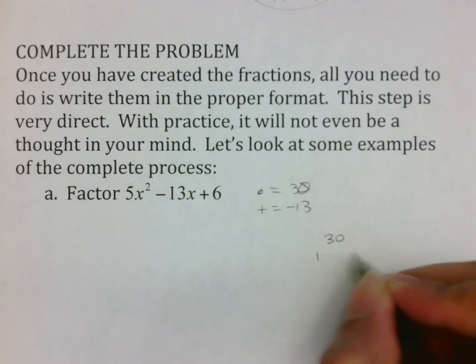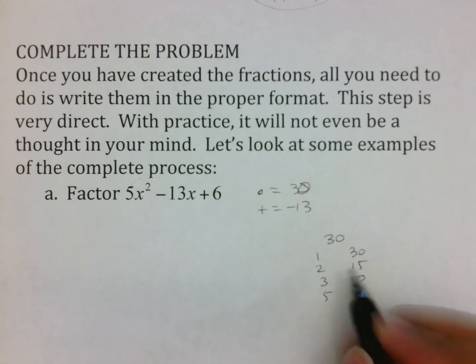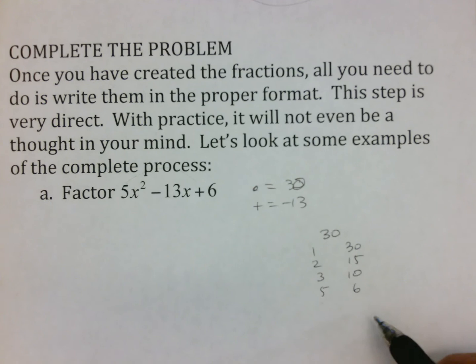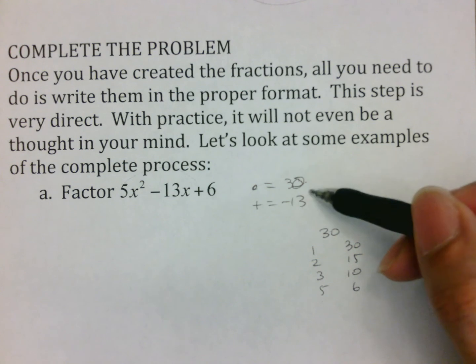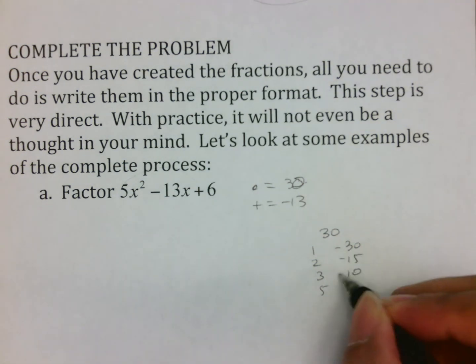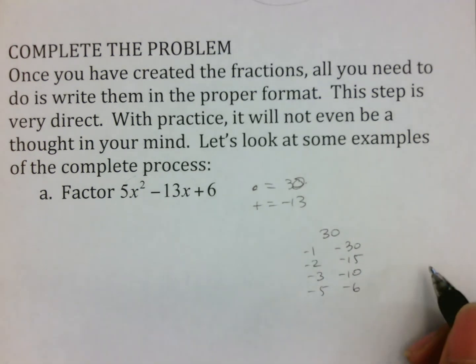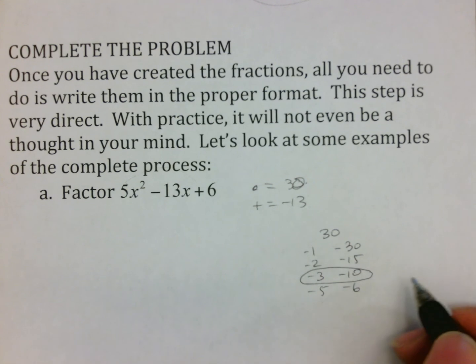We make the tree for 30: 1 times 30, 2 times 15, 3 times 10, 4 doesn't go, 5 times 6, 6 is already there. That is our full tree there. Remember, you don't want to have a bigger number over here with a smaller number over there, so that's how it's set. This means that the signs are the same because it's a positive 30. Remember, a positive times a positive, or a negative times a negative. This tells us that our bigger numbers are negative, and since they are the same, it means all of them are negative. The ones that make negative 13 would in that case be negative 10 and negative 3.